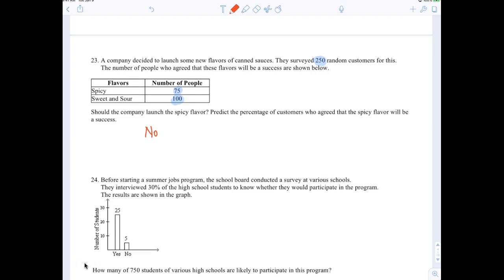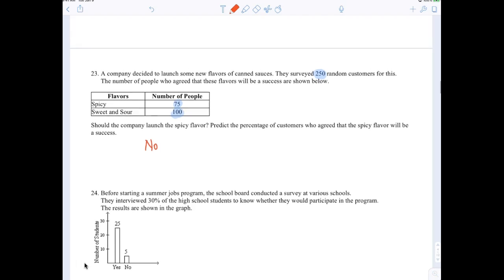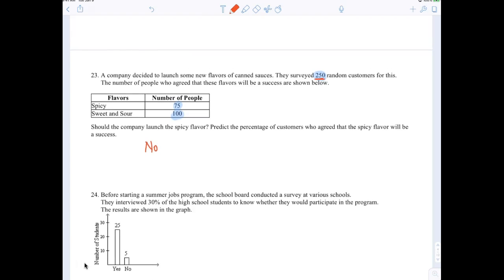Okay, so a percent, remember, is out of 100, but this time we're talking out of what? Out of how many? 250. So how many people liked it? Spicy. 75. Out of how many? Yes. And so now take your calculator and do 75 divided by 250. 0.3, which is the same as what? 30%. I don't think I'd launch a brand if 30% of people liked it. You agree?